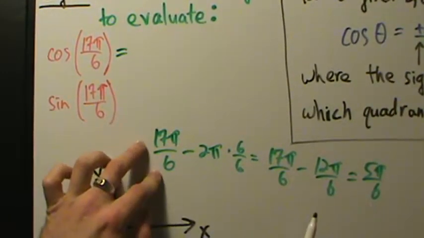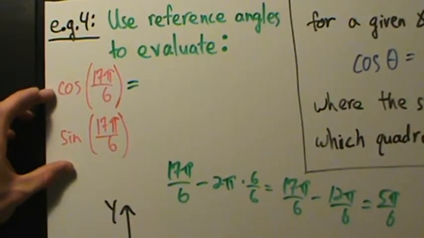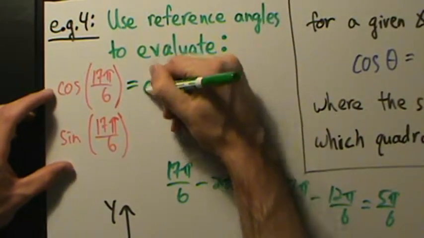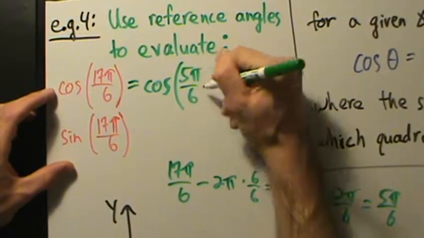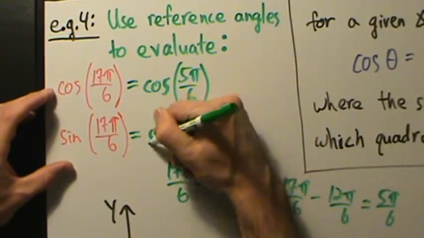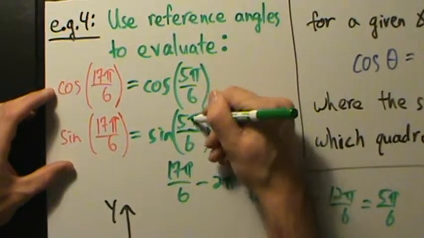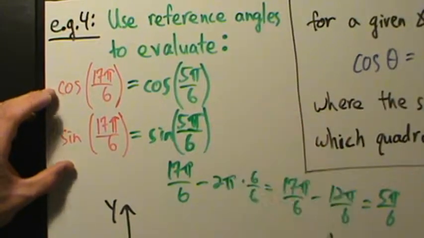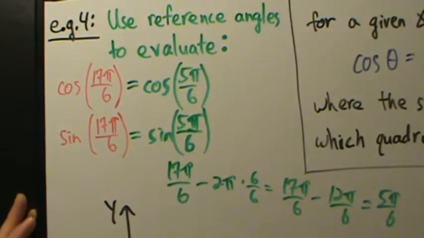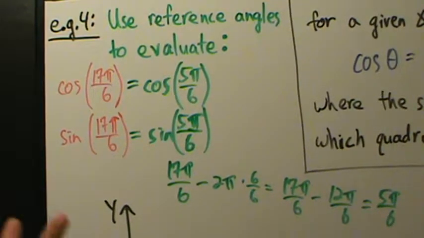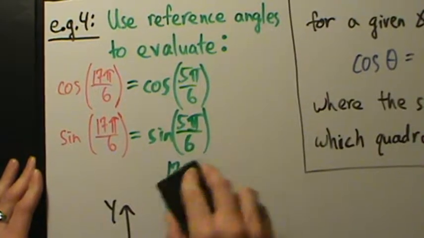So since 17 pi over 6 minus 2 pi is 5 pi over 6, and because cosine and sine both have period 2 pi, then what we could say right away is this is just the same thing as cosine of 5 pi over 6. And this is the same thing as sine of 5 pi over 6. Okay? So it's just a side note, we could say that right away. And that's nice because 5 pi over 6 is a nicer angle than 17 pi over 6. I mean 17 pi over 6 isn't bad, it's just a little bit large. Larger than we like to deal with.